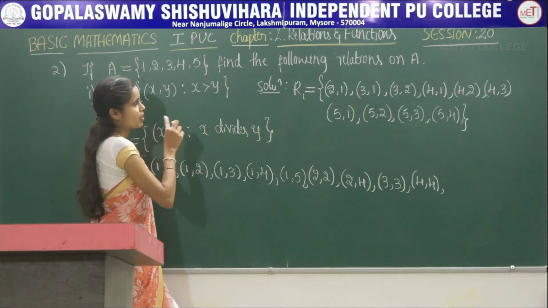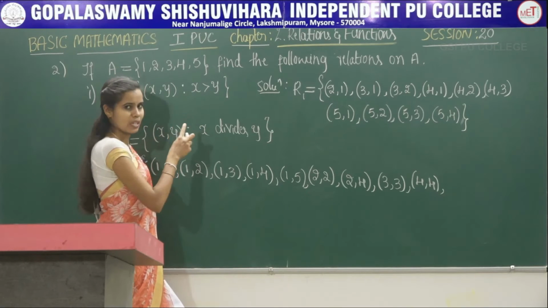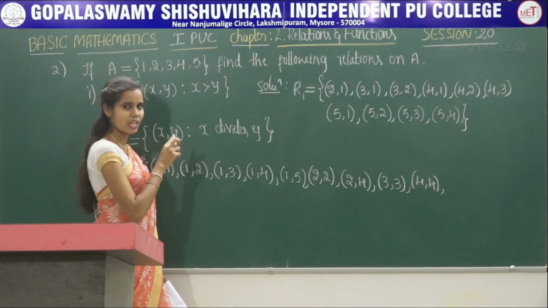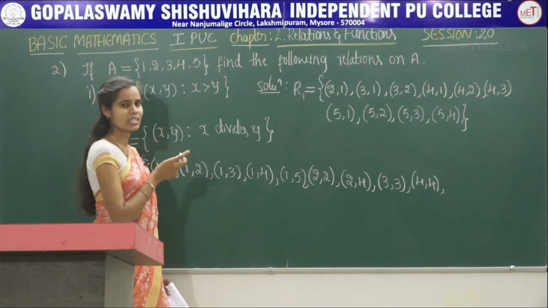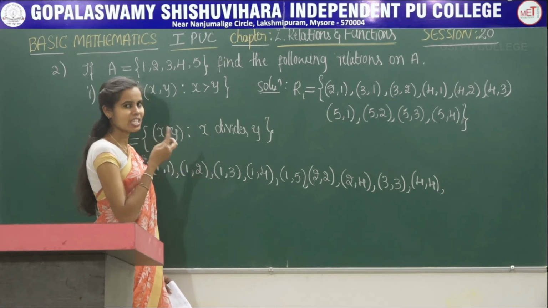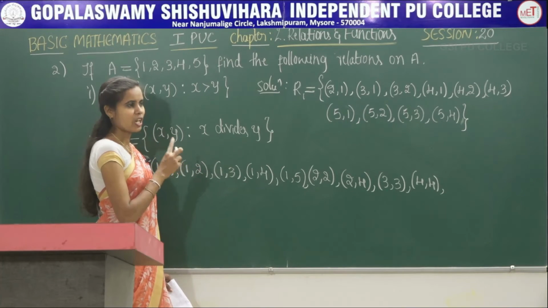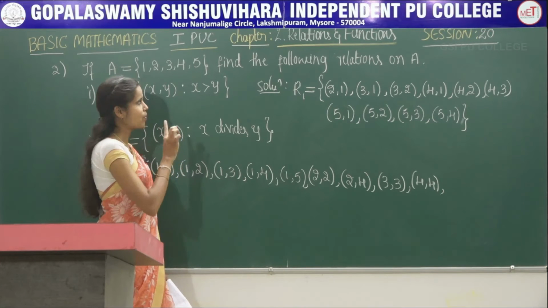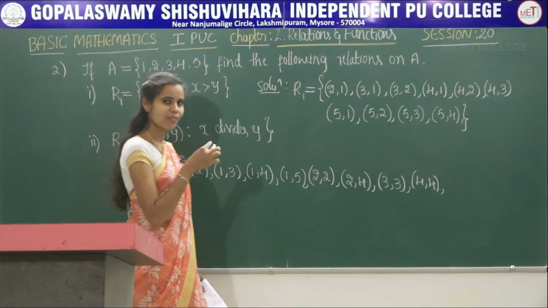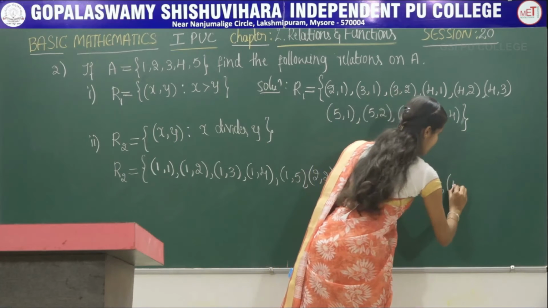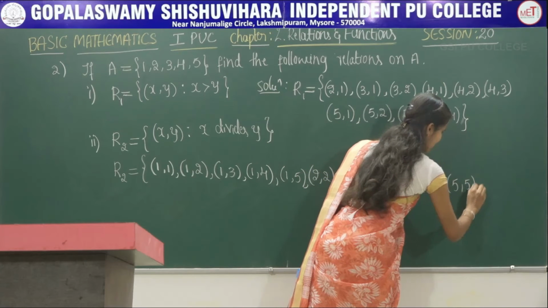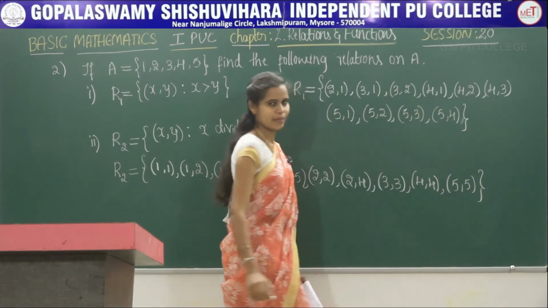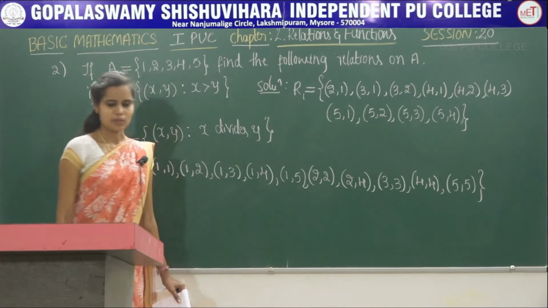Next (5, 1) up to (5, 5). (5, 1): 5 divides 1, false. (5, 2): 5 divides 2, false. Next (5, 3): 5 divides 3, false. (5, 4): 5 divides 4, false. The last element is (5, 5): 5 divides 5. Therefore ordered pair (5, 5) is an element. Okay, so next problem.